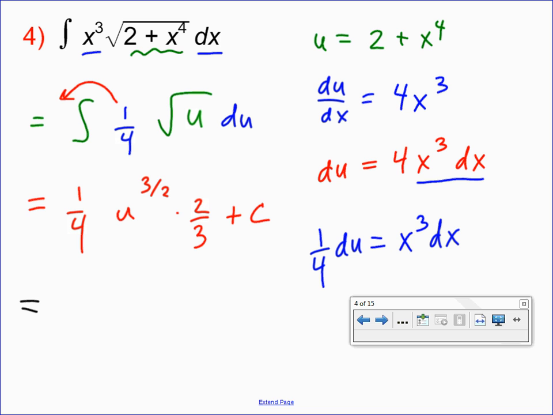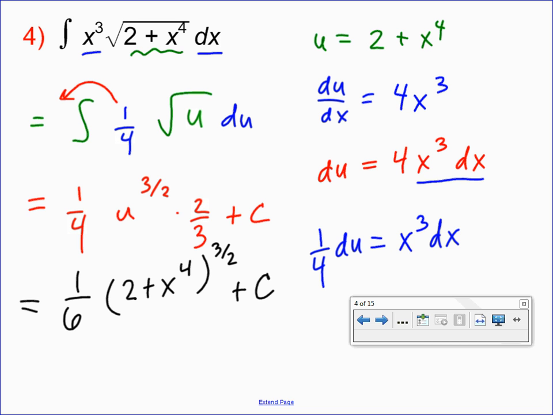But our original integrated function had x's in it, so we should rewrite this with x's. It looks like we get 2 over 4 is 1/2 times 2, 1/6. Is that right? 1/6. u was 2 plus x to the 4th, all to the 3/2, and then plus c. I don't believe it. But Riley told us that Sammy.